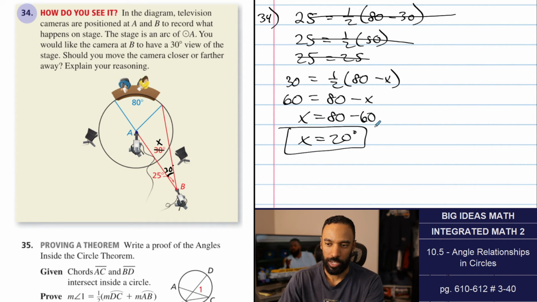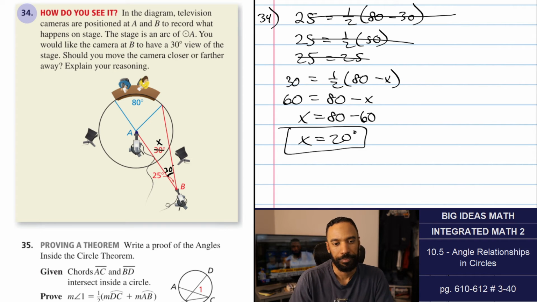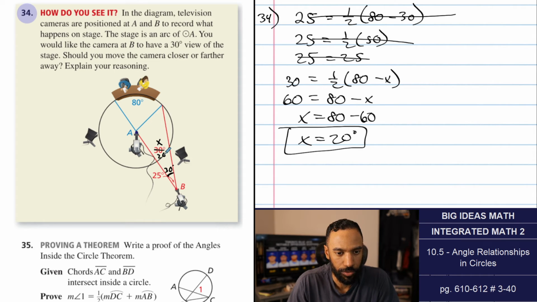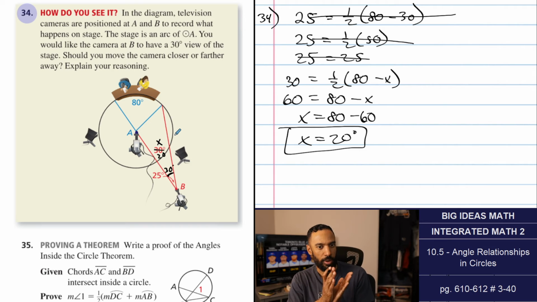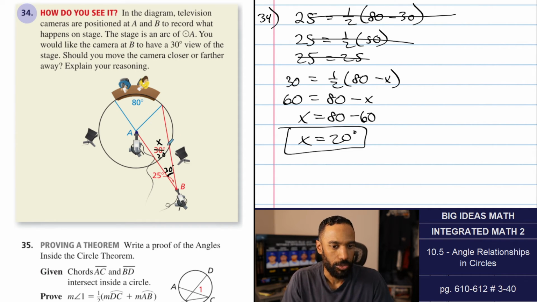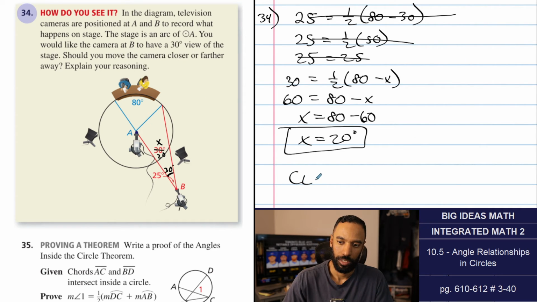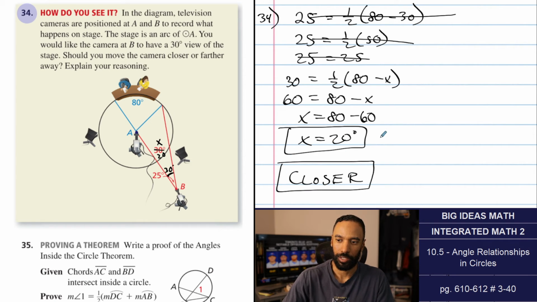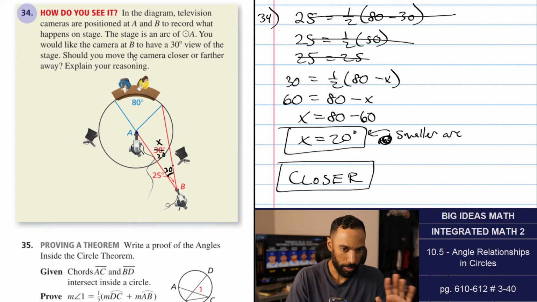So if X is 20 degrees, then this goes from 30 to 20, and 30 to 20 is a smaller arc, which would mean you'd have to be closer. You need a wider angle. You need to be closer to this to capture that. So you would want to be closer. Wider angle, smaller arc. Not minor arc, but smaller arc. They're both minor arcs. Okay, I think that's what they wanted. It's just troublesome because they already have drawings or numbers there, so I didn't know which one they wanted.